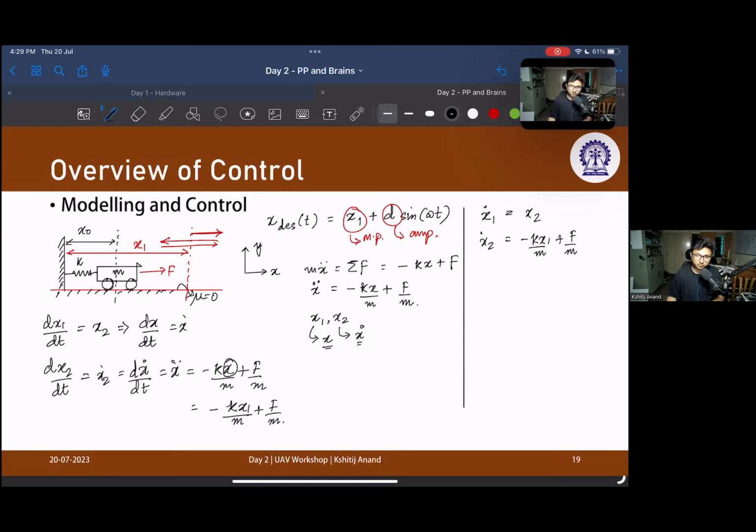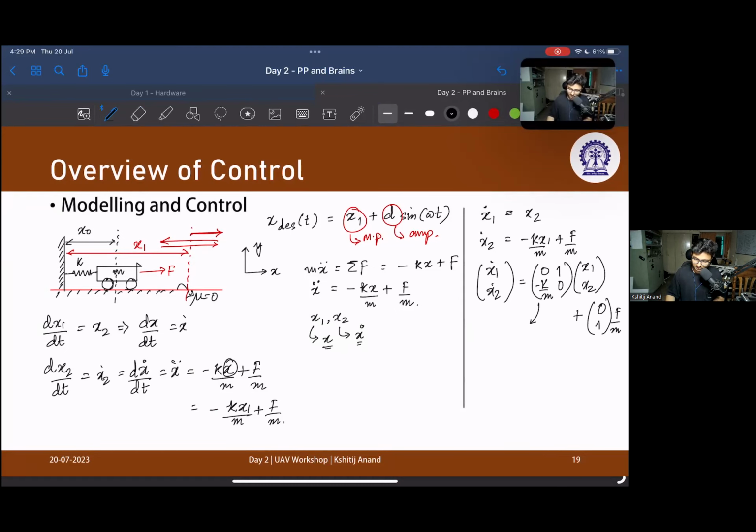So we have two linear differential equations, and we have two variables. So we can put this in a state vector form. X1 dot, x2 dot is equal to, here on this side we make a matrix, we multiply it with the state vector, and we have this input force, which comes out to be 0, 1, f by m, and this comes out to be 0, 1, minus k by m, 0.